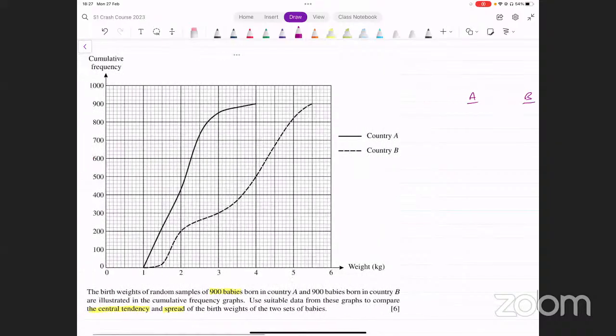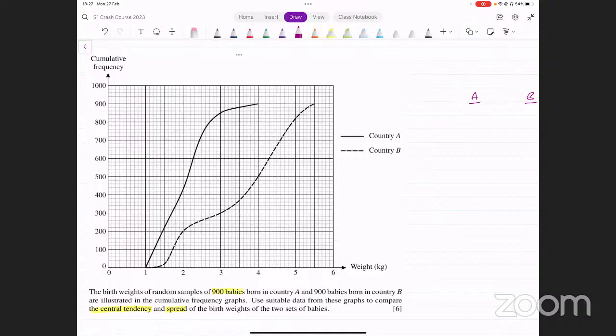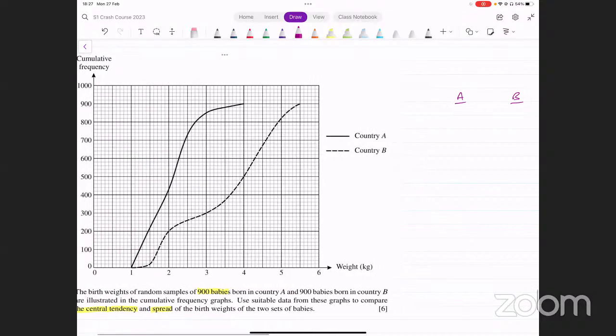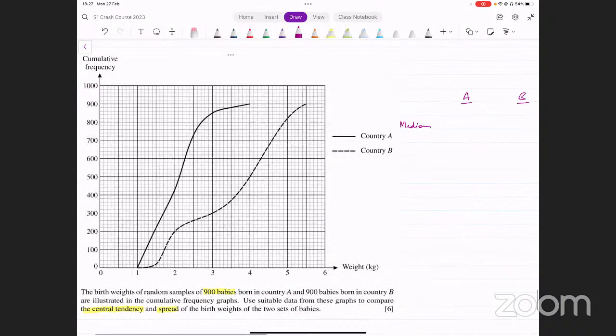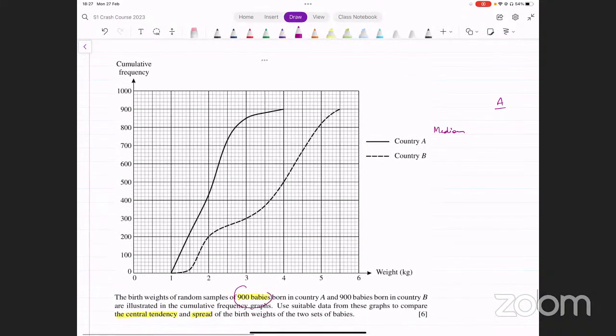We can just look at this graph now, find the median first of all, and see what that turns out to be. Median for A and B. We have 900 babies in total. How do you find the median? 900 divided by 2, that gives you 450. So the 450th value is going to give you the median.